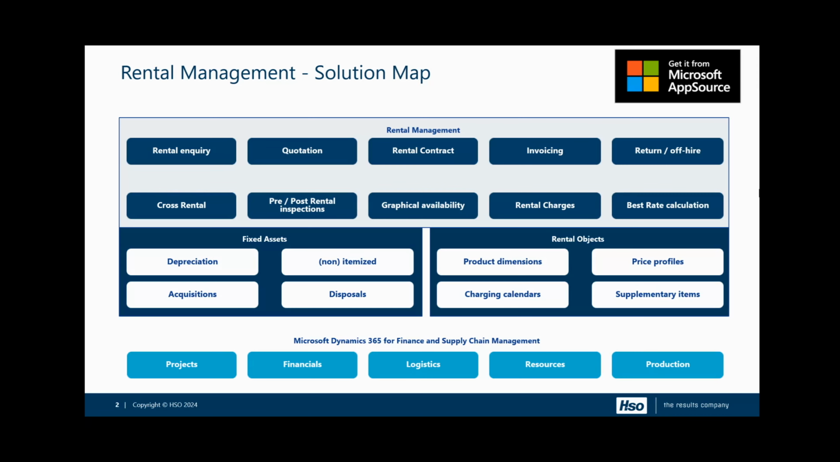Microsoft Dynamics 365 for Finance and Supply Chain Management, you see beneath there, blue light boxes, 5 of them. Those combined are the standard ERP system of Microsoft. And above that we have those dark blue boxes. All that combined is our rental management solution. We will touch a couple of those blue boxes, like the graphical availability, the rental charges, the cost rental, the rental inquiry, and the rental contract, for example. The other ones we will not touch today because it's a quick highlight overview.